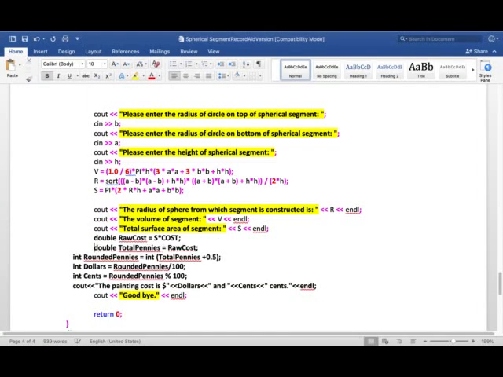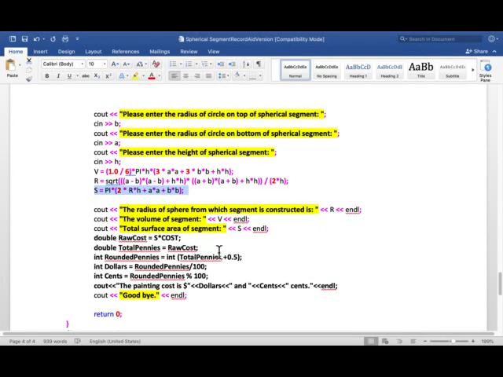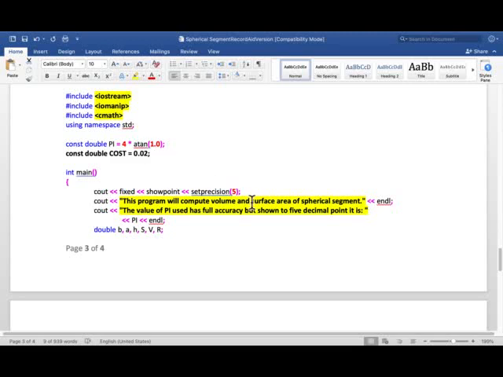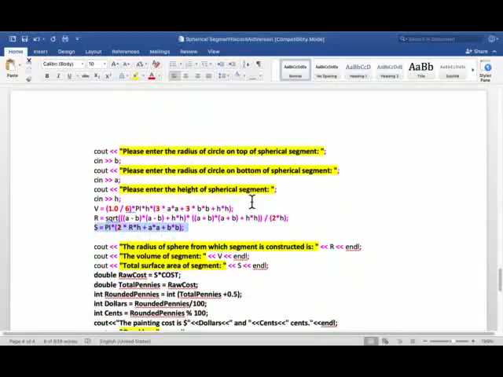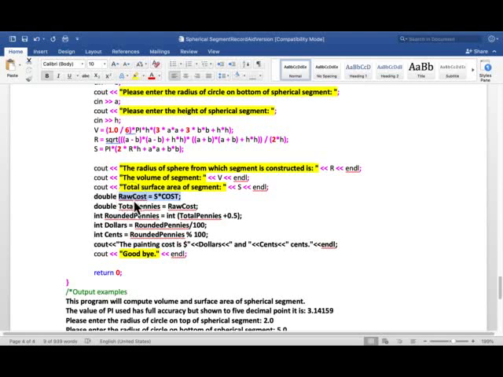Raw cost will be S, which is the surface area that we determined here, times cost, which is 0.02 cents per unit area. So I don't need to multiply that by 100. This is already in pennies. So total penny is the raw cost, and I could have avoided one variable here because it's already in pennies. But then to round a fractional penny up to 1 or drop it off, I've shown this procedure several times. I add 0.5 and cast it to int. Once this is an integer, I can do division by 100 to get the whole dollars, modulus with 100 to get the whole cents. And then I print dollars and cents.